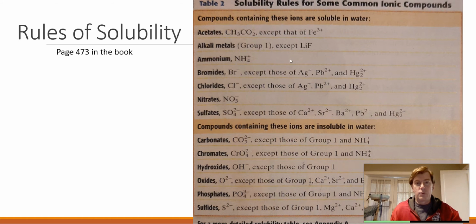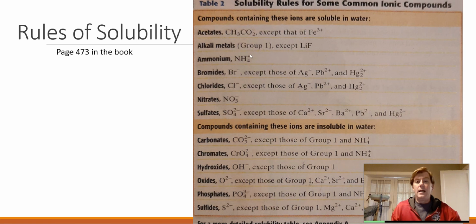I've talked about this other rule, alkali metals, group 1 metals: lithium, sodium, potassium, rubidium, cesium. All of those will dissolve in water. It doesn't matter what the other part is. Sodium, whatever, it's going to dissolve in water. Sodium oxide, sodium carbonate, sodium whatever, right? Now, the only exception of that is lithium fluoride. Those two lock together and water can't pull them apart.